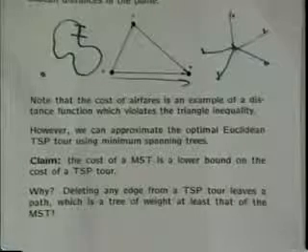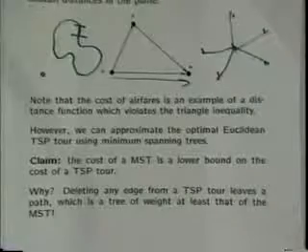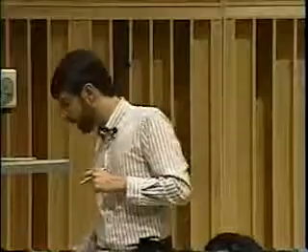How many people get it? How many people don't get it? Nobody is willing to admit they don't get it. So what does that mean? That means that if I do a minimum spanning tree, I get a lower bound on my tour. But now I need to construct a tour.